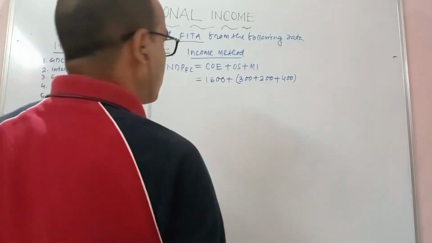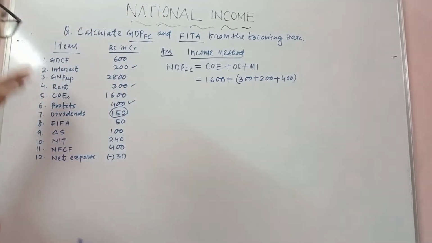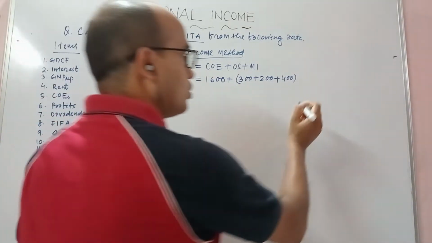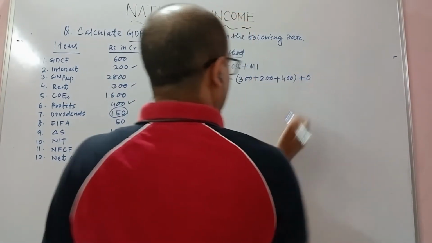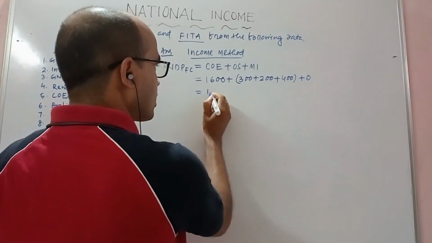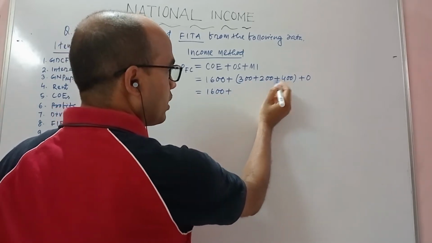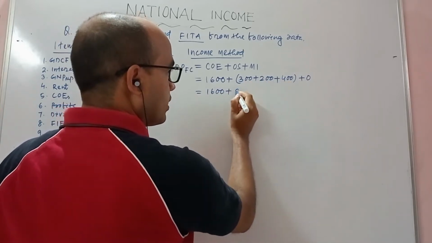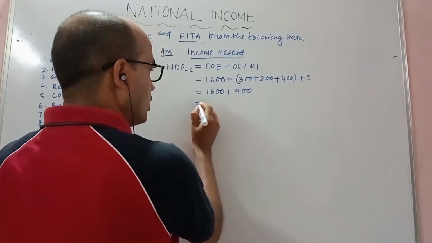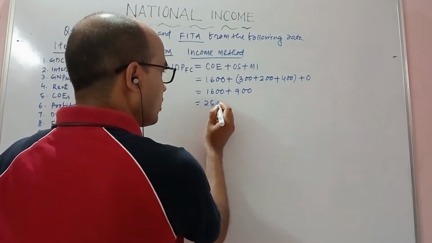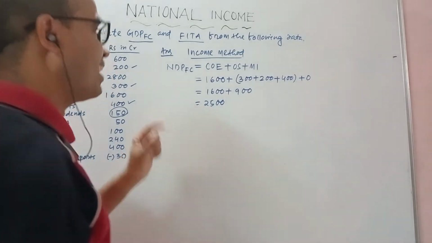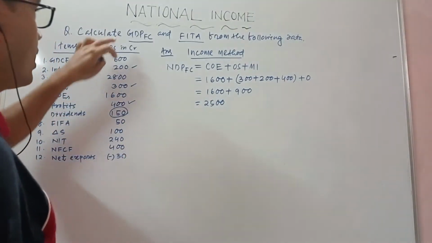And after that, mixed income. You can check the question. No, mixed income is not there, so it is equal to 0. After that, 1,600 plus 3 plus 2, 5; 5 plus 4, 9. Then you find 2,500. That is NDP-FC. But our question is GDP-FC.